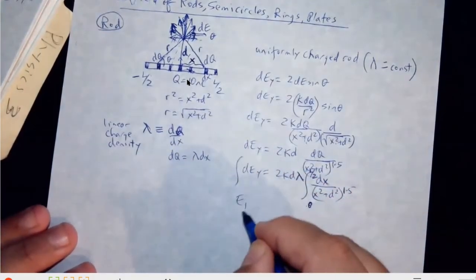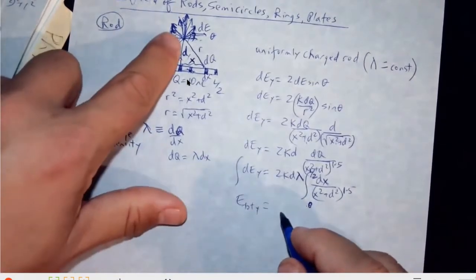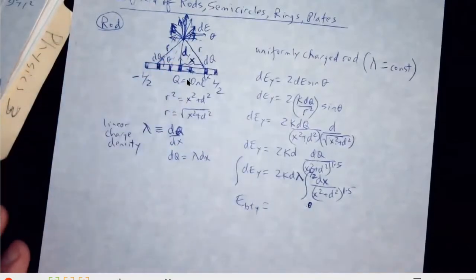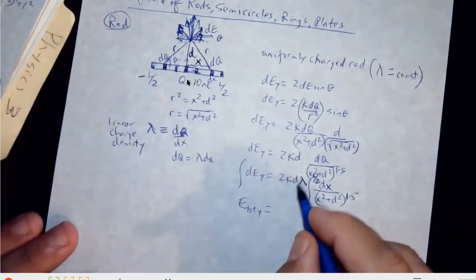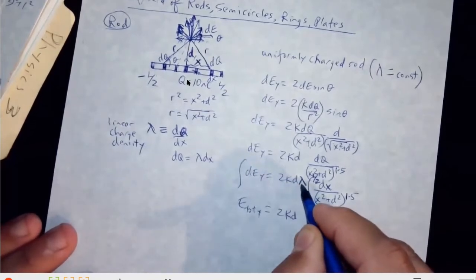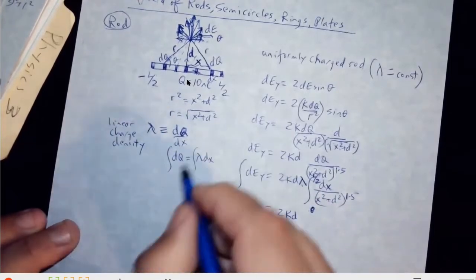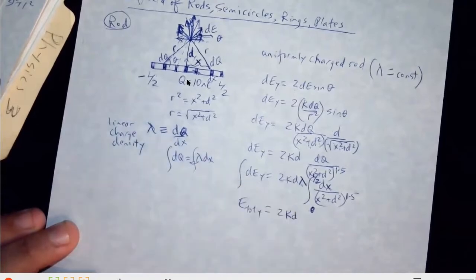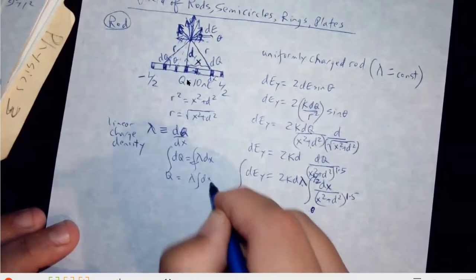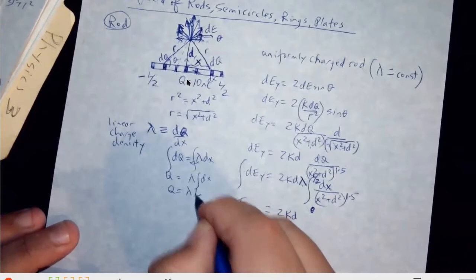So that gives me the total electric field in the y direction, and the electric field here is only in the y direction. I don't need an x direction. Okay, so then 2kd, and the lambda, if it's uniform, comes out of the integral as well. So I get Q is equal to lambda times the integral of dx, and the integral of dx is the total length of the rod.